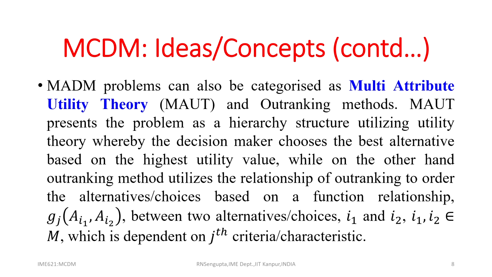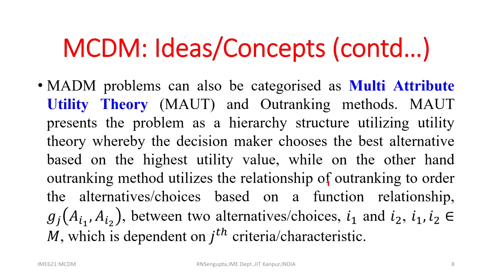MAUT, which is multi attribute utility theory, represents the problem as a hierarchy structure utilizing different concepts of utility theory, where the decision maker chooses the best alternative based on the highest utility value or the net value or the value which is good for him or her, the decision maker. While on the other hand, the outranking method basically utilizes the relationship of outranking: how is one alternative better than the other, what are the good features of the alternative than the other. So, basically one wants to outrank and make the decisions accordingly.